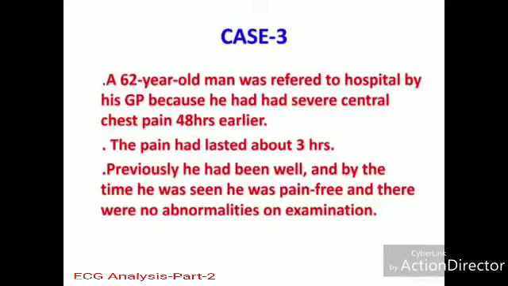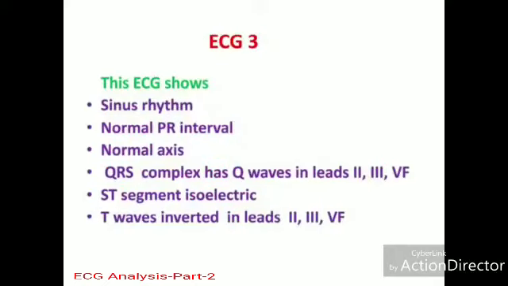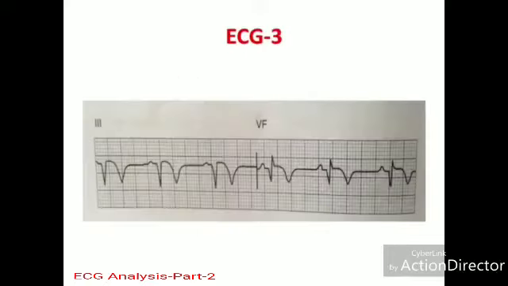abnormalities on examination. This ECG shows sinus rhythm, normal PR interval, normal axis, QRS complex has Q waves in lead 2, lead 3, AVF, ST segment isoelectric, T waves inverted in leads 2, lead 3, AVF. What does ECG 3 show?